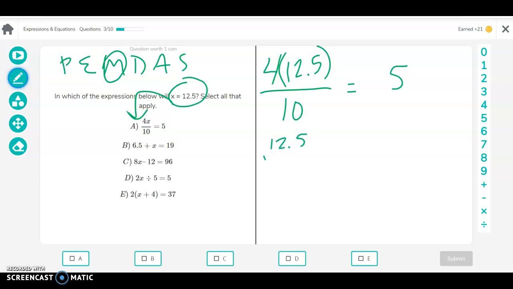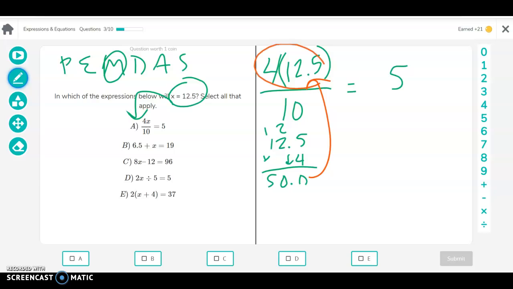Remember, when you multiply decimals, you do not have to line up the ones with the ones. You just put that other number at the very back. So 4 times 5 is 20. Carry the 2. 4 times 2 is 8. Plus 2 is 10. Carry the 1. 4 times 1 is 4. Plus 1 is 5. Drop your decimal down. So we have 50.